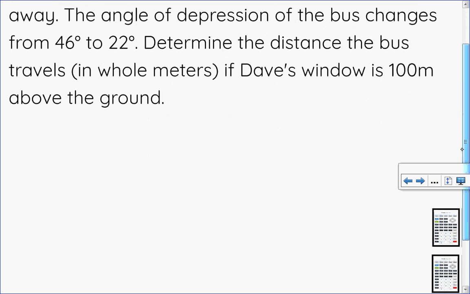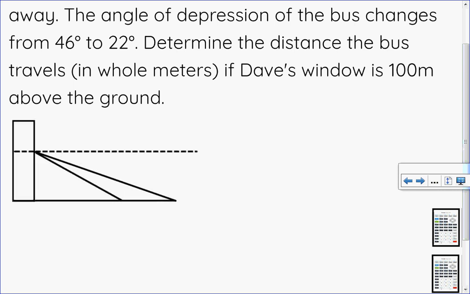So the very first thing I like to do is to draw a little sketch of what this looks like. This is not drawn to scale, it's just to help us place everything. So here is Dave's office window, and it's 100 meters above the ground. Now he looks out his window and he sees the bus first at an angle of depression of 46. So he has to look down at a higher angle because the bus is actually closer to him. So from the horizon, he looks down at an angle of 46 degrees.